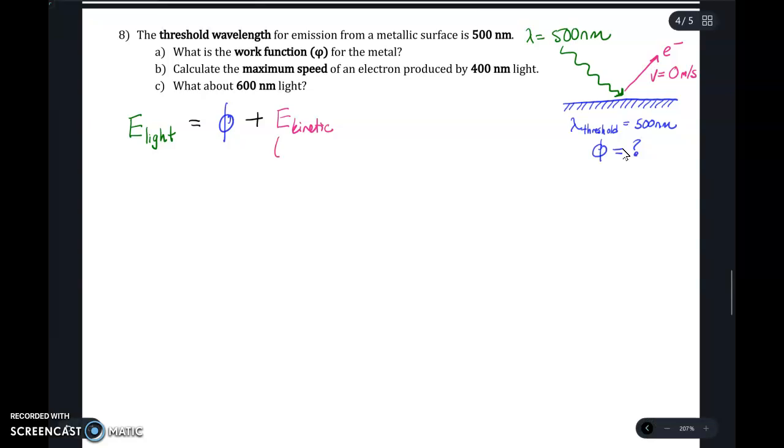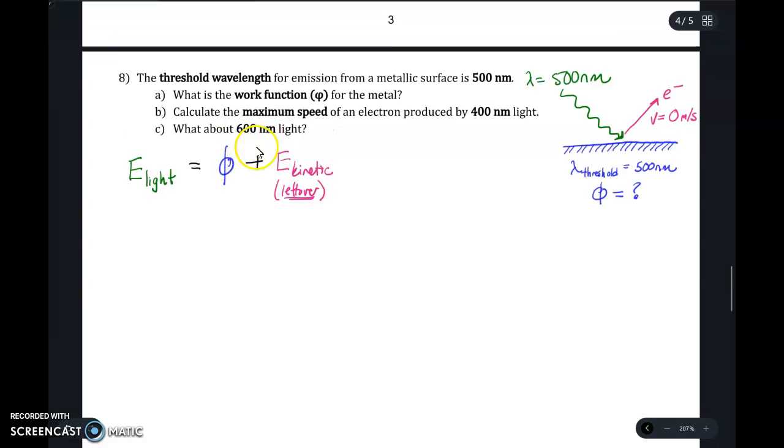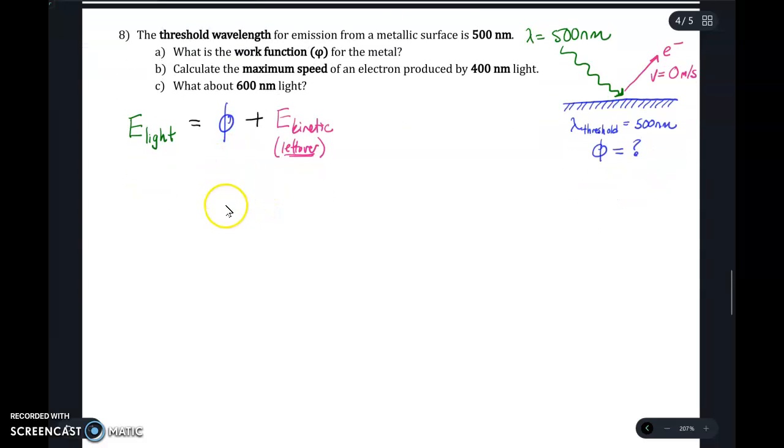So the important thing to remember here is this kinetic energy amount is the leftover amount of energy after we've paid up the cost of getting that electron to eject, right? Which is the work function. The work function is that cost to get the electron to eject. So in this situation that's being implied with this threshold wavelength, when you see the word threshold, you want to remember that refers to a situation where the electron is ejected, but it doesn't have any velocity.